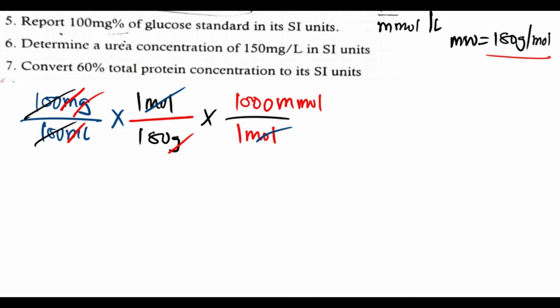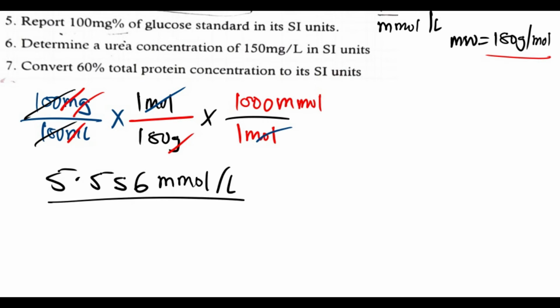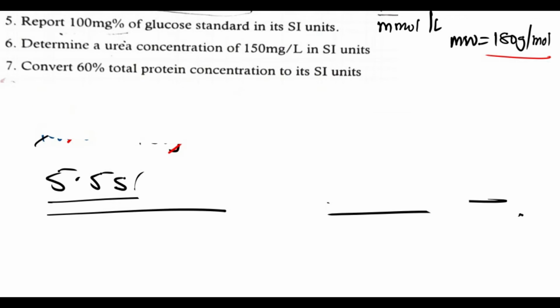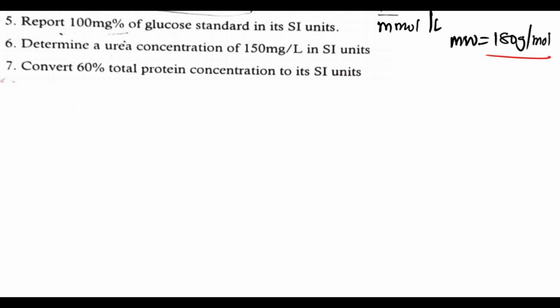So you get your calculator, you find 1000 divided by 180, which is 5.555. So I'm just going to say 5.56 millimoles per liter, or you can round it off. As simple as that. Let's go to question 6. So like I said, you can pause the video, try to solve, and then see if you're going to get it. Alright, okay. So question 6, determine urea concentration of 150 milligrams per liter in SI units. So what is the SI unit for urea?